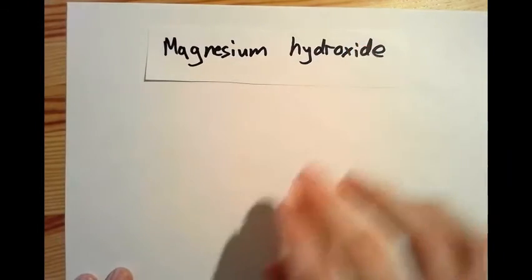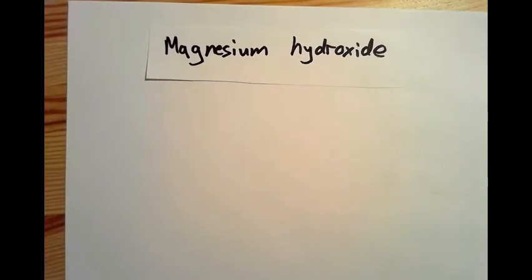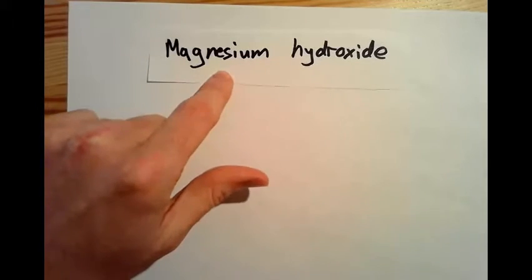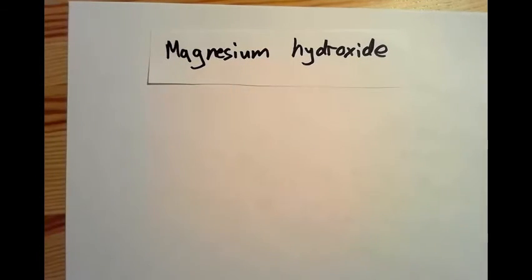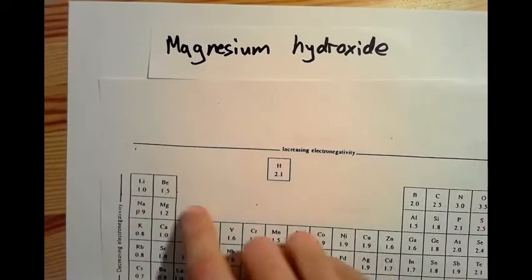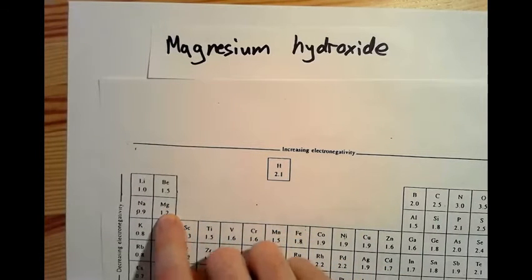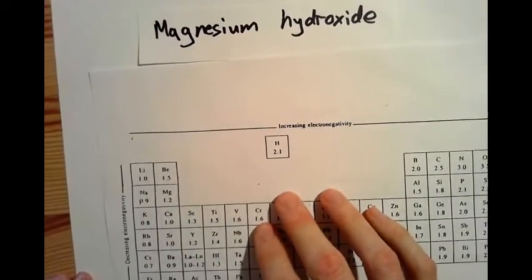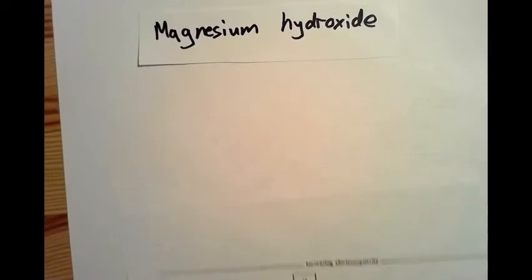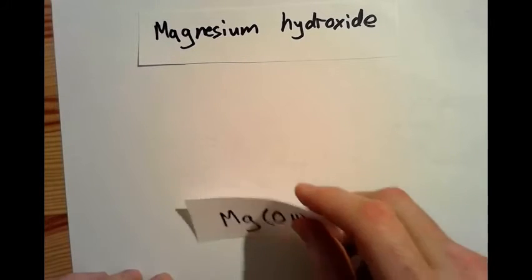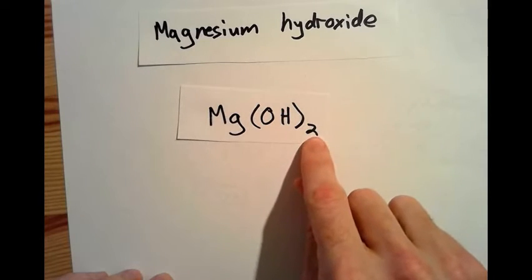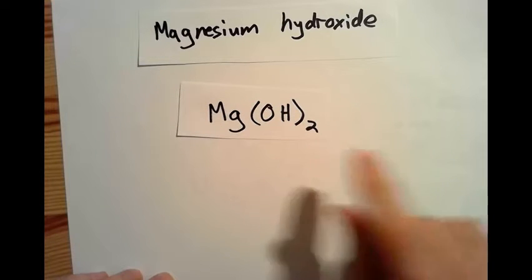If I were to do it the other way and put a name up here, I would need to find the formula for it. So magnesium is Mg, and I know that because magnesium is here in the periodic table. It's in the second group, so that means it is a 2 plus charge always, and it's not a transition metal. And the hydroxide, which I memorized, is a minus 1 charge, so that's why there are 2 hydroxides in the answer.